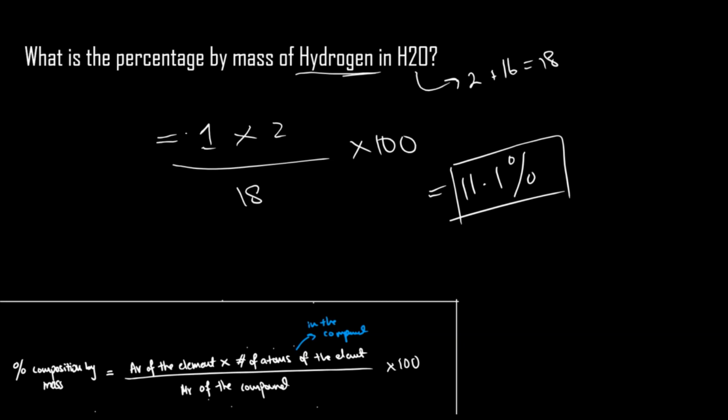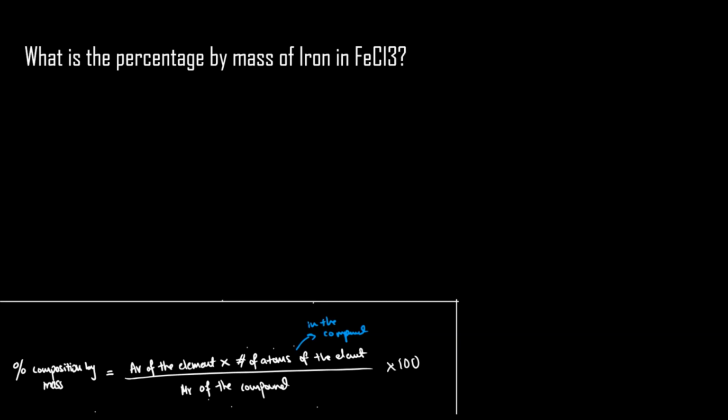Let's solve another question. Okay, so another question: what is the percentage by mass of iron in FeCl3? So we are interested in iron. The first thing I need to do is write down the AR of the element. The AR of iron is 56. Now how many atoms of iron are present in FeCl3? Only 1, so we write into 1. And then we divide it by the MR of the compound. What would that be?